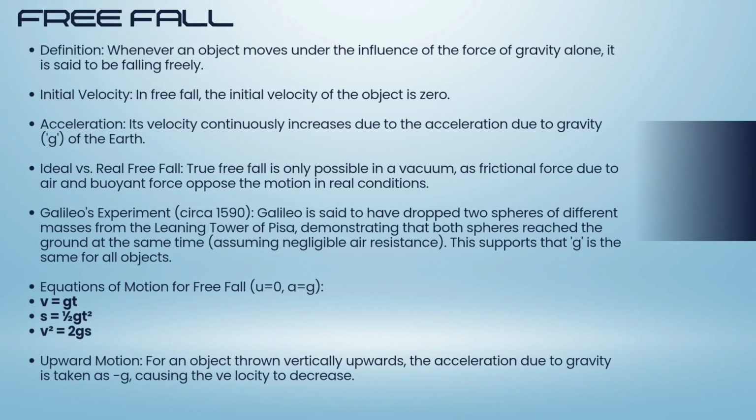Free fall occurs when an object moves under gravity alone. All objects accelerate equally, regardless of their mass, in the absence of air resistance. Galileo's famous experiment proved this by dropping 2 objects of different masses. They hit the ground together.